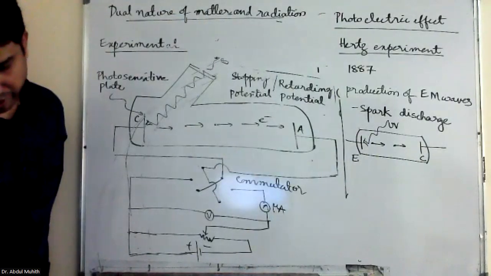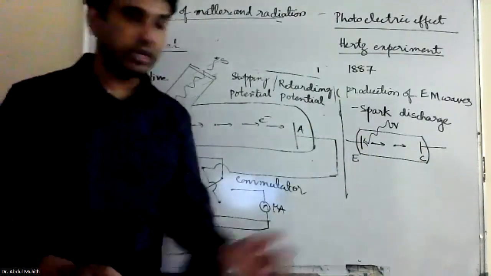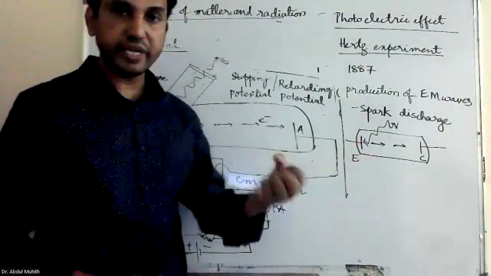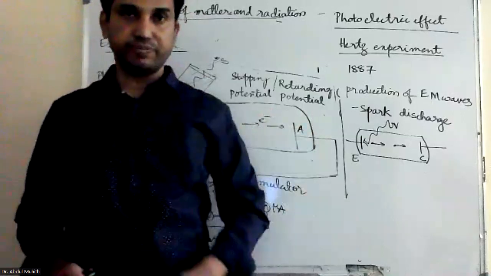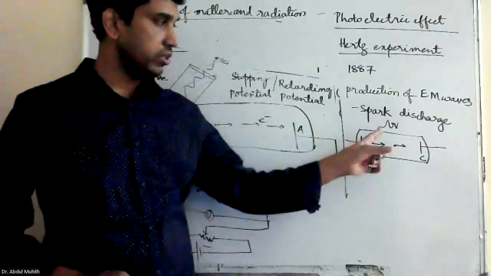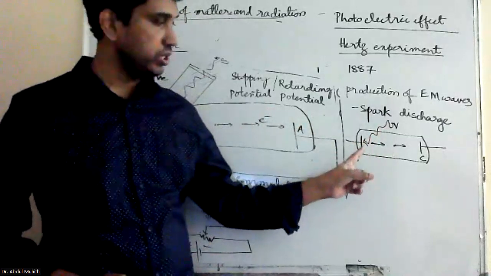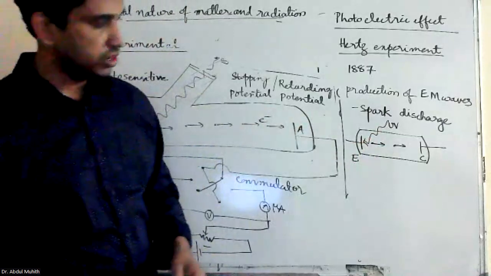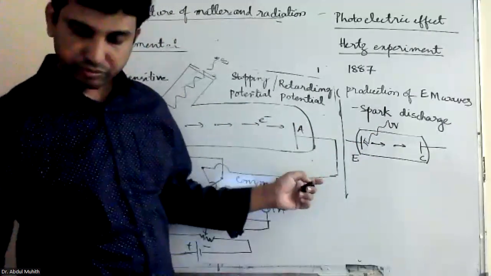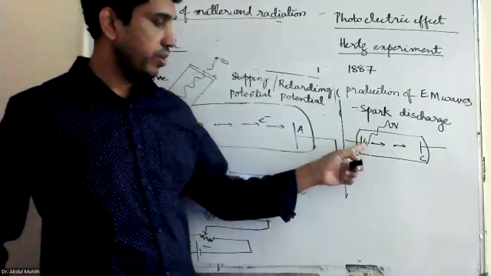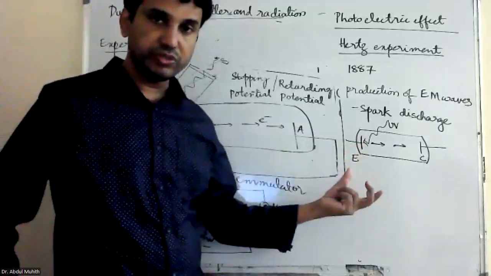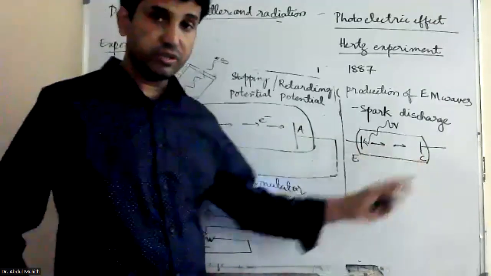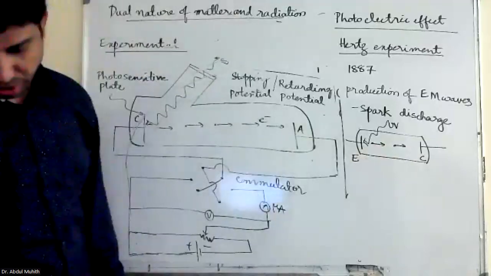And what happened exactly? The electrons which are on the surface of the plate got enough energy, and they started moving out. When ultraviolet rays were made to be incident on the plate, what happened? The electrons in the outermost level got enough energy, and the electrons started coming out. This phenomenon he named photoelectric emission.